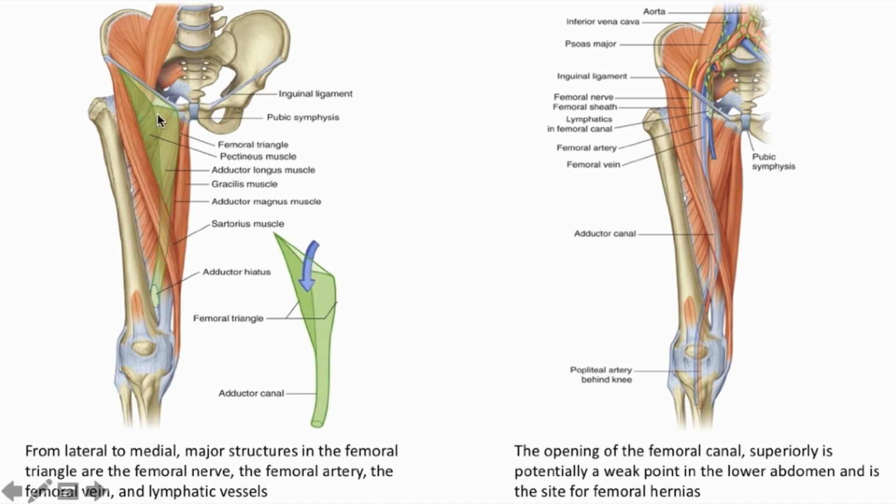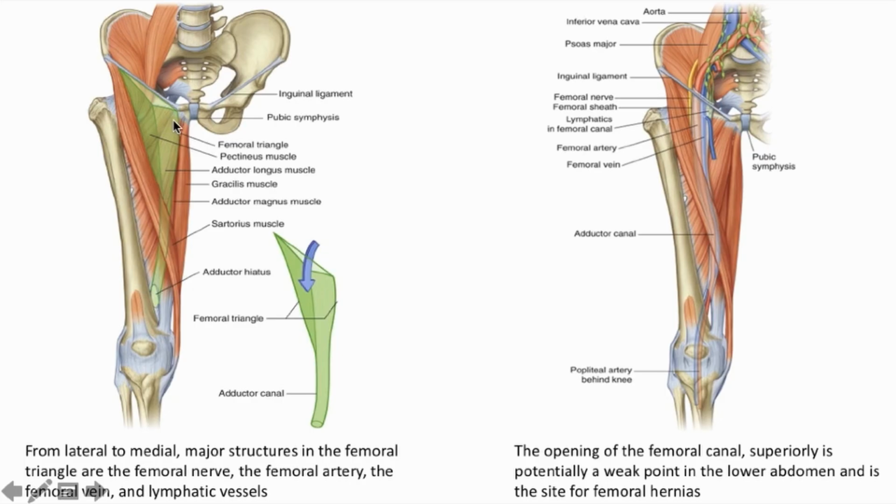Okay, so now we get to this fun femoral triangle area. So the femoral triangle is this wedge-shaped depression formed by the muscles in the upper thigh and the junction between the anterior abdominal wall and the lower limb. So anterior abdominal wall, lower limb. And the base of the triangle is the inguinal ligament. So this is the base of the triangle.